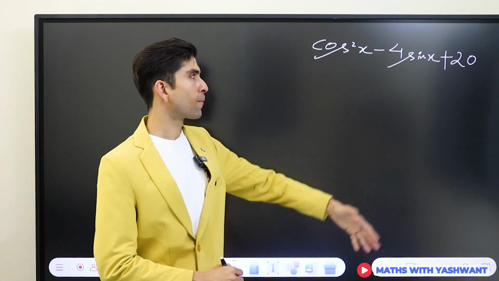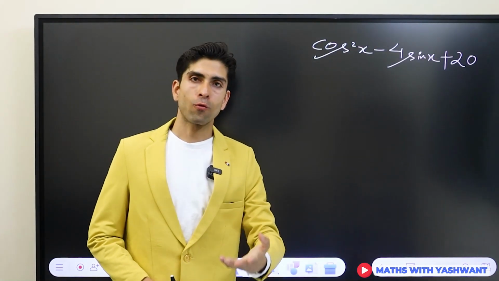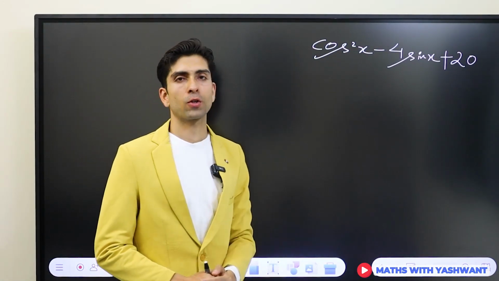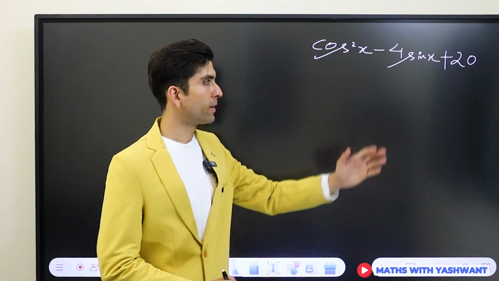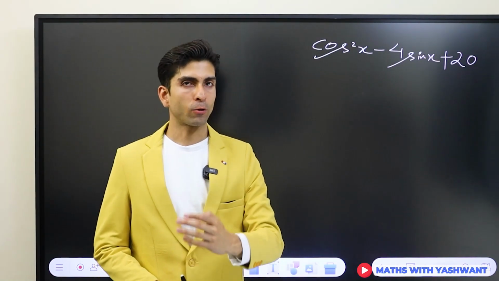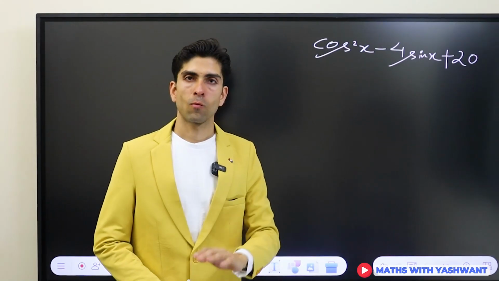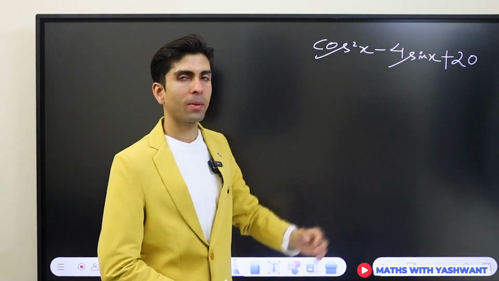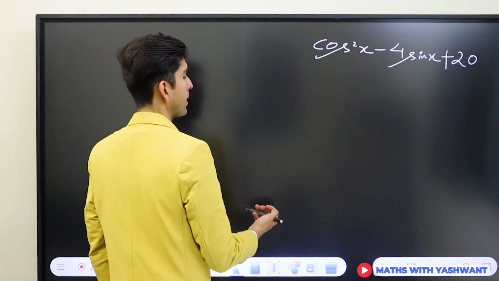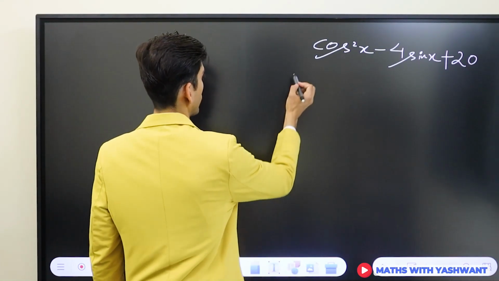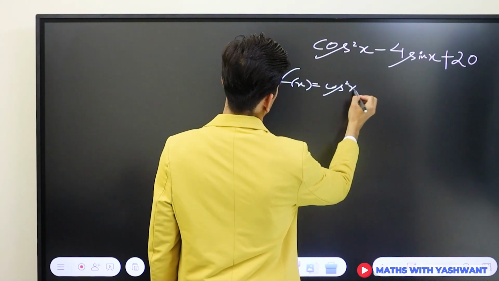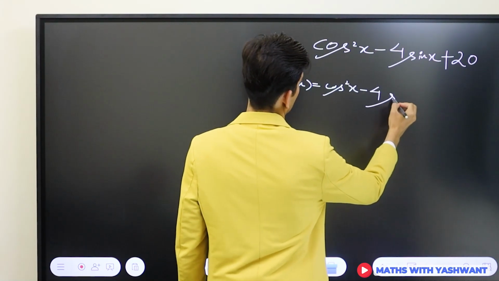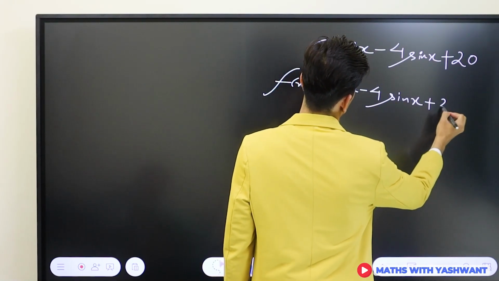Here we go. So for today's session, we have got this question and we have to find the range of this functional expression. I request you all to pause the video, read this question carefully, and try to solve it on your own. Alright, now let's solve this question with me. And let's rename this functional expression using f(x). So we have f(x) is equal to cos square x minus 4 sin x plus 20.